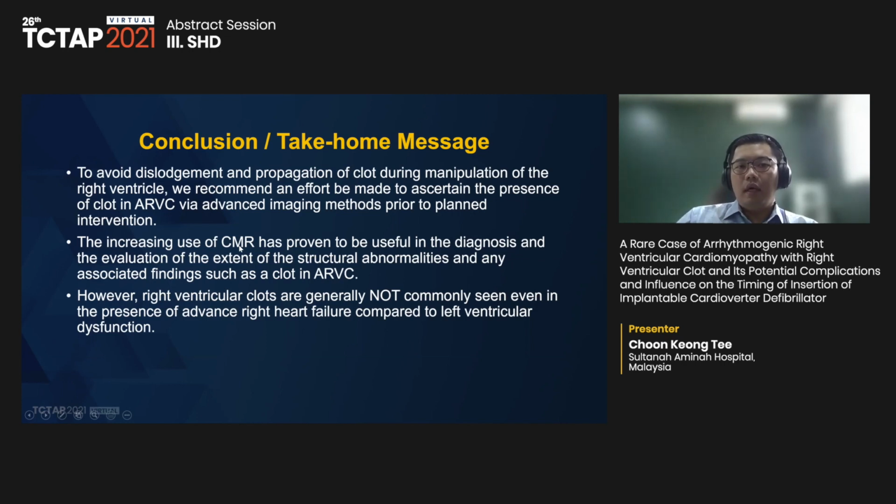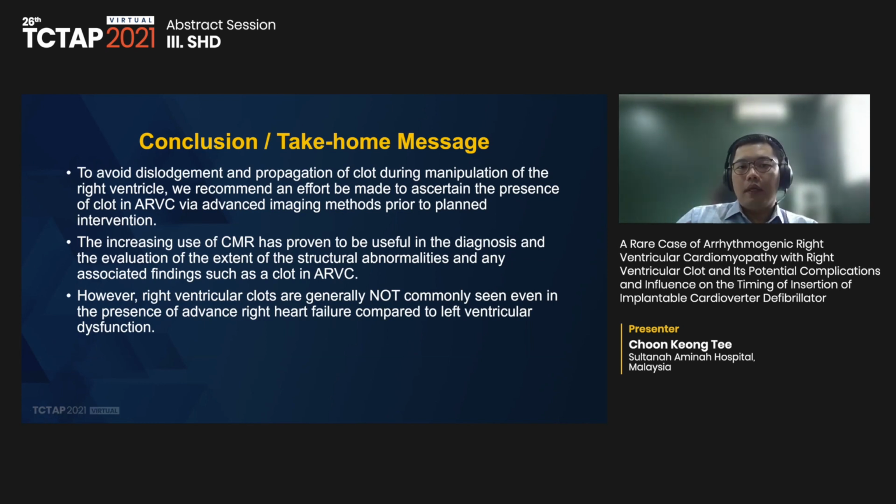However, most countries have begun to use cardiac MRI as a diagnostic and evaluation tool for the extent of structural abnormalities in patients with ARVC and for finding associated features such as clot. However, that being said, based on literature research, RV clots are generally not commonly seen, even in the presence of advanced right heart failure, as compared to left ventricular dysfunction.